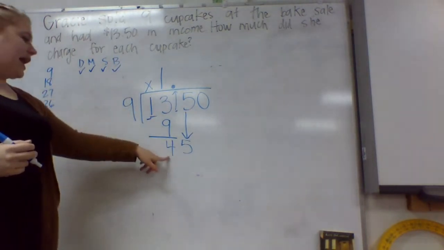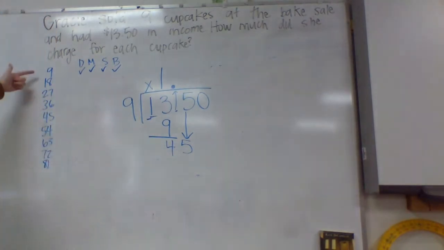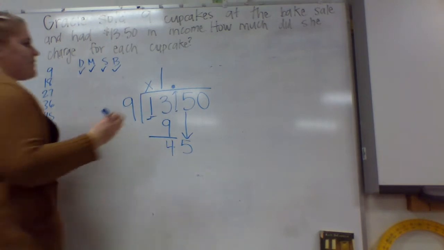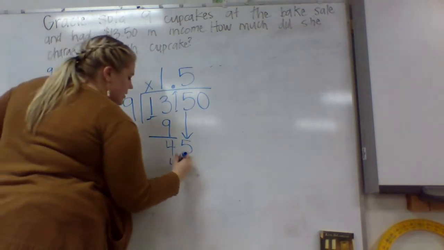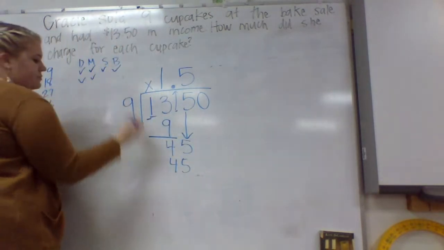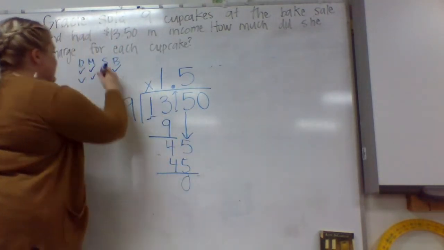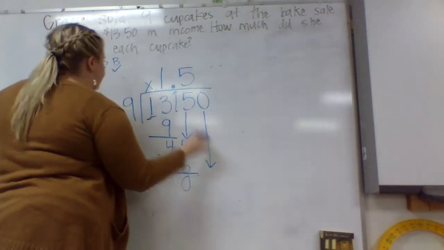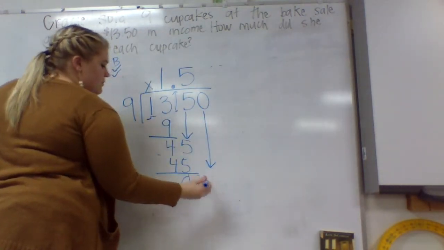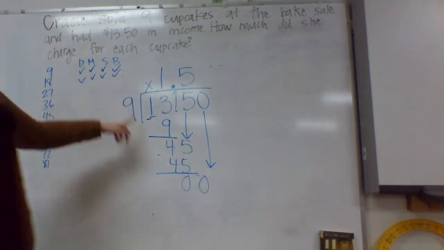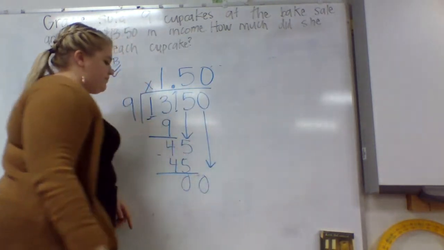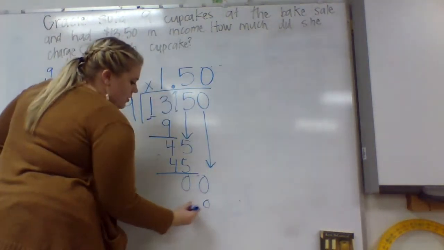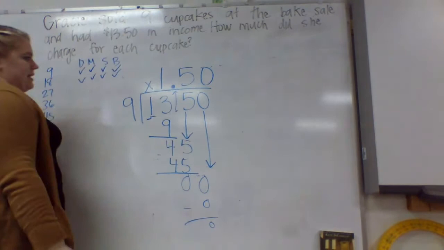How many times can 9 go into 45? Well, that's a perfect match. 45 is a perfect multiple, and that's 1, 2, 3, 4, 5 times. 5 times 9 is 45. 45 minus 45 is 0. I have a 0 left to bring down. Okay, so now how many times can 9 go into 0? Well, we know it can go in 0 times. 0 times 9 is 0, minus 0 is 0.